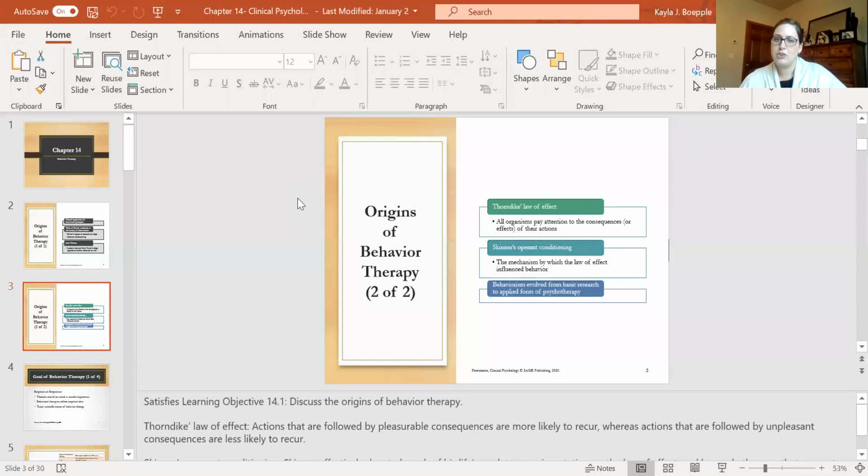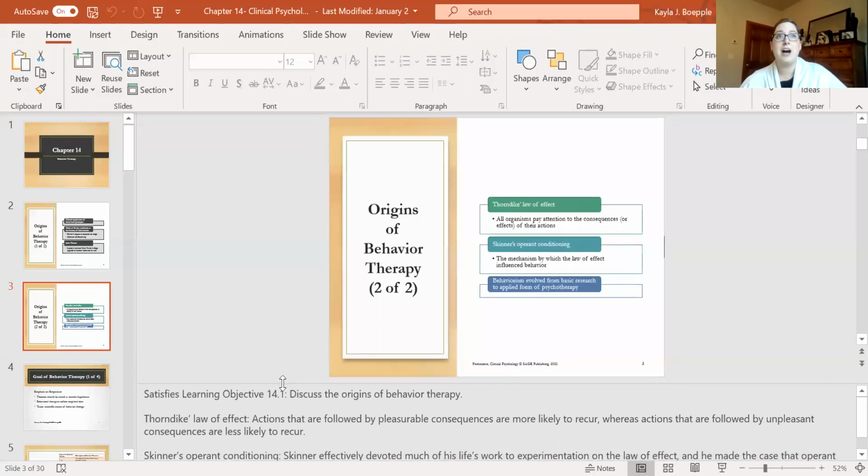So when we're talking about Thorndike's law of effect, all organisms pay attention to the consequences or effects of their actions. So if they get a positive outcome, they're going to be more likely to do that action again. If there's a negative consequence, we are going to be less likely to engage in those actions as we go on.